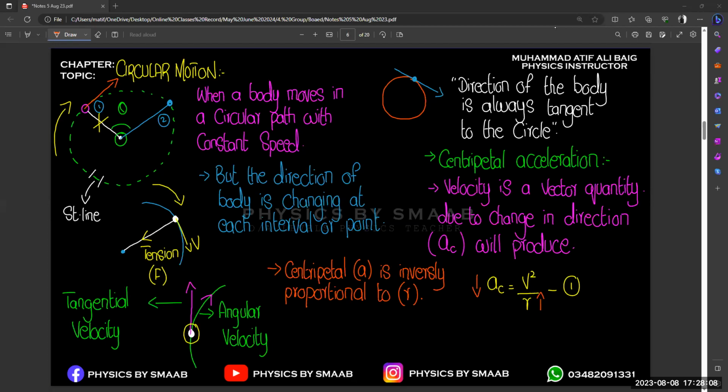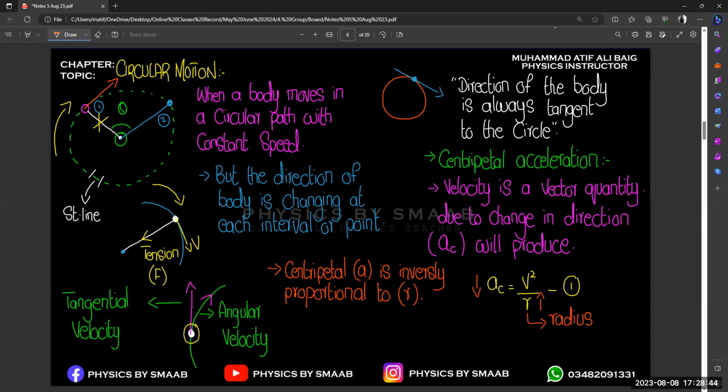Okay, so this is the first factor, which is actually related to the radius. R is the radius of the circle, or we can say the length of the string, right? And it also depends upon the square of the velocity. So if we increase the value of speed, acceleration will also increase. That is a simple concept, right? Because acceleration is the rate of change of velocity. So if velocity increases, acceleration will also increase, right?